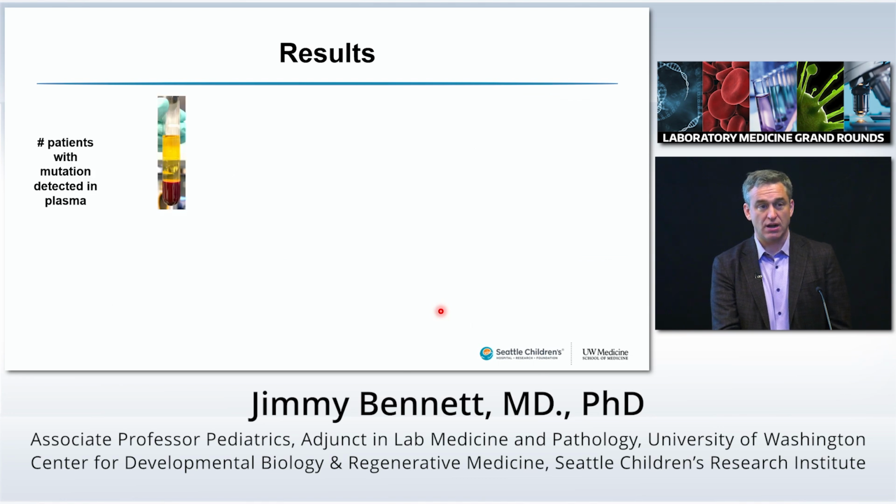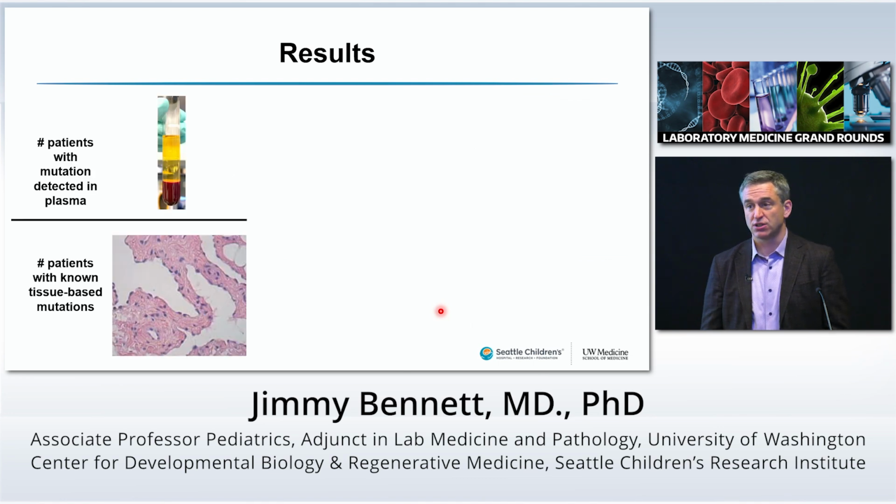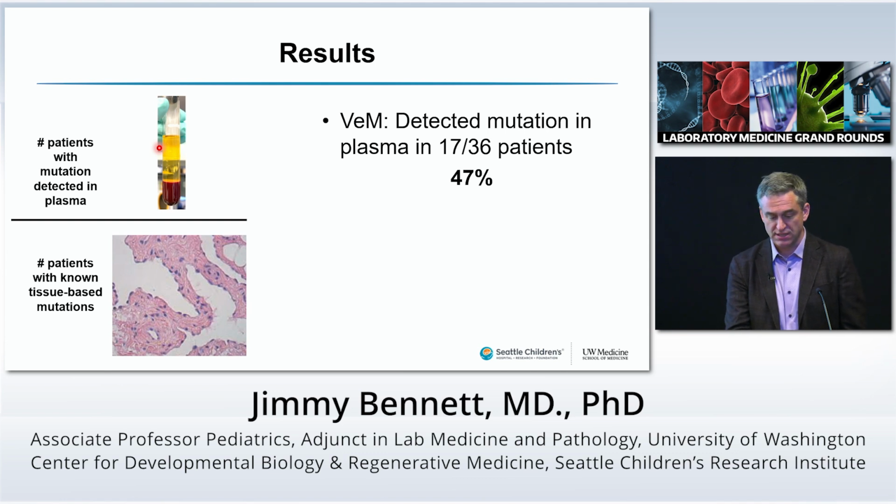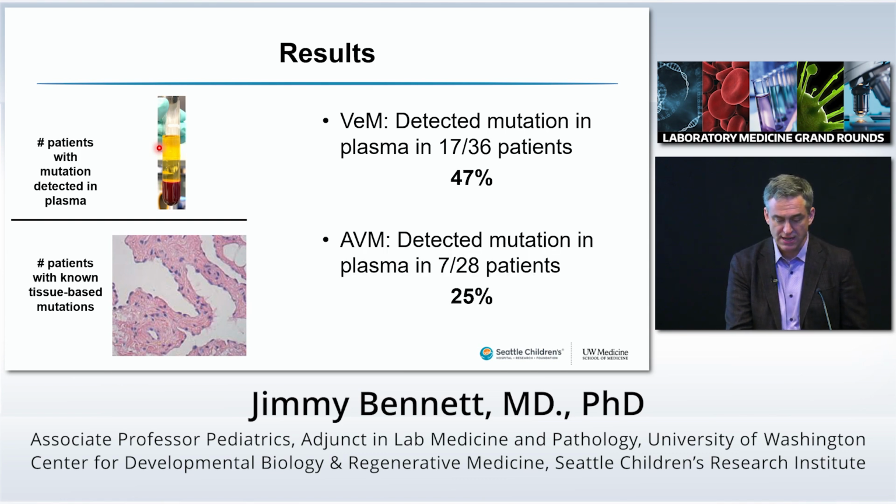So our results are here. We defined the tissue-based mutation on the bottom. That's the denominator, your gold standard. And we asked, could we detect this in the plasma? For venous malformations, we detected the known TEK or PIK3CA mutation in about 47% of the samples, 17 out of 36. And for arteriovenous malformations, it's about 25%.